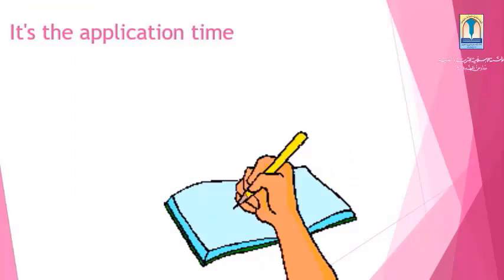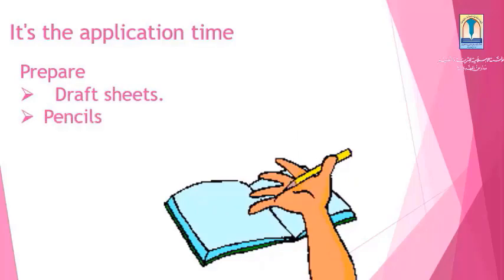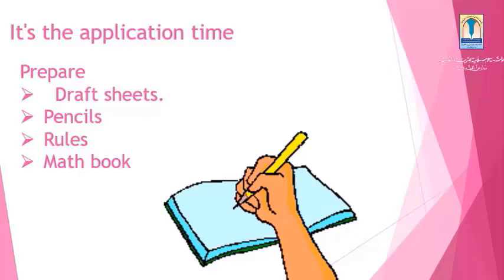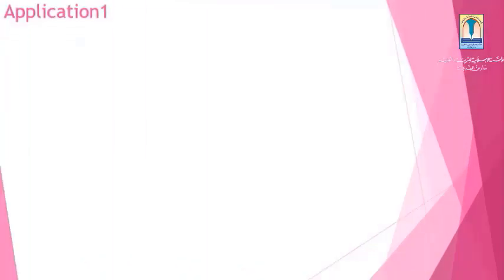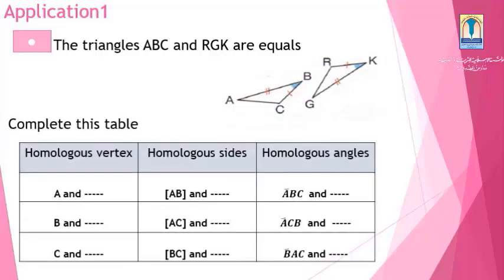It's the application time. Please, prepare your draft sheets, pencils, rulers, and your math book. In our first application, we have the triangles ABC and RGK are equal. We should complete the following table. Please fill this table with the homologous vertices, the homologous sides, and the homologous angles. We will share the solution.